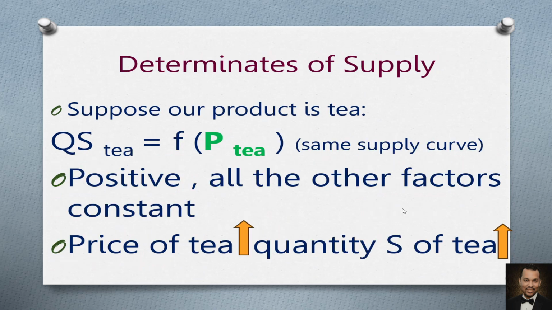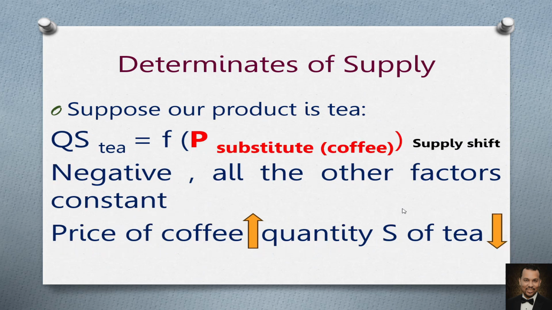Now we will focus on the first factor: the relationship between quantity supplied of tea and the price of tea. We talk about a positive relationship, all the other factors constant. As the price of tea increases, quantity supplied of tea increases. We are still on the same supply curve, no shift. For this factor, no shift.